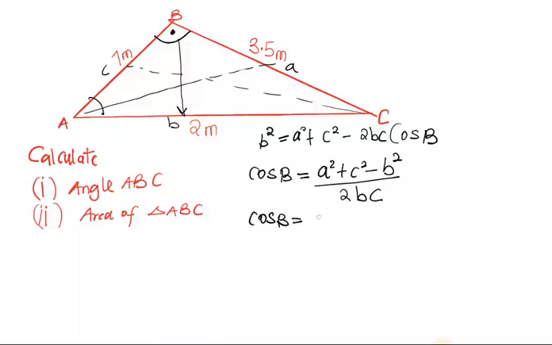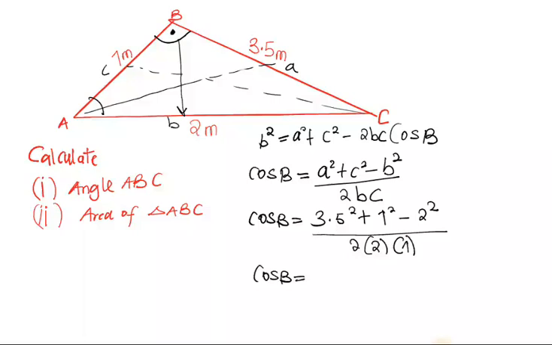So A is 3.5, so I'm going to put 3.5 squared plus C. C is 1 squared. B is 2 squared, over, what do we have here? We have 2, what is B? B is 2. Then what is C? C is 1. So we have cos B is equal to, what is 3.5 squared?